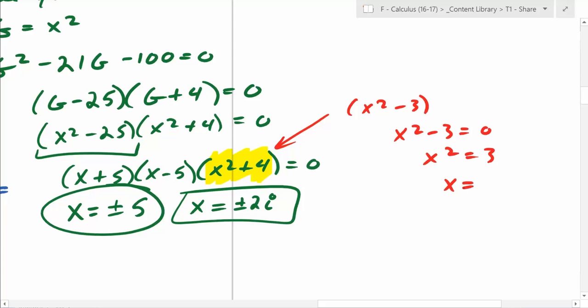So what does x equal? Plus or minus square root of 3. That is a real number. There's no i in it. So only if it's x squared plus a number. You can't take a square root of a negative and stay in the real numbers. You can do it. You just can't keep it in the real numbers. That's right.